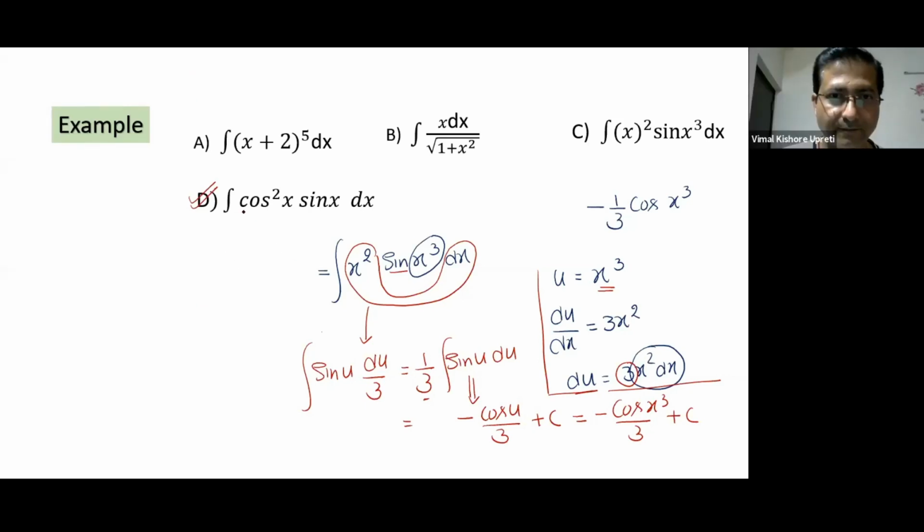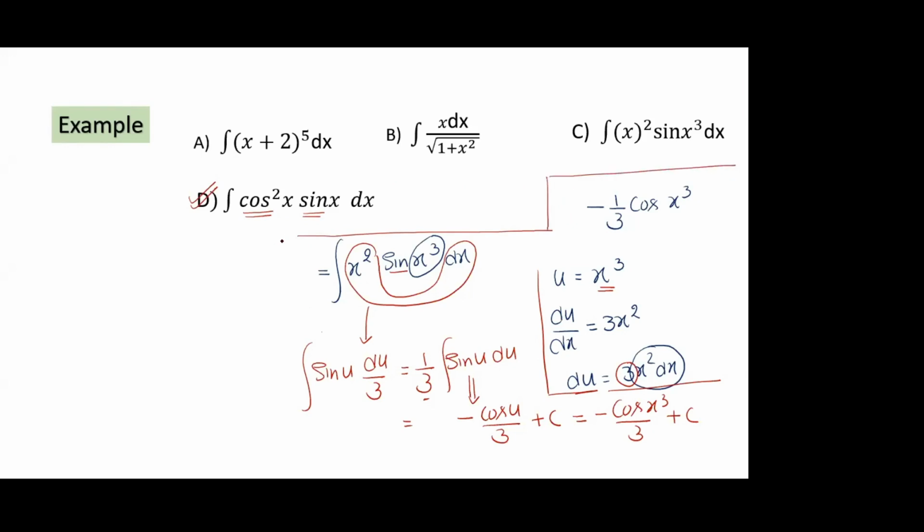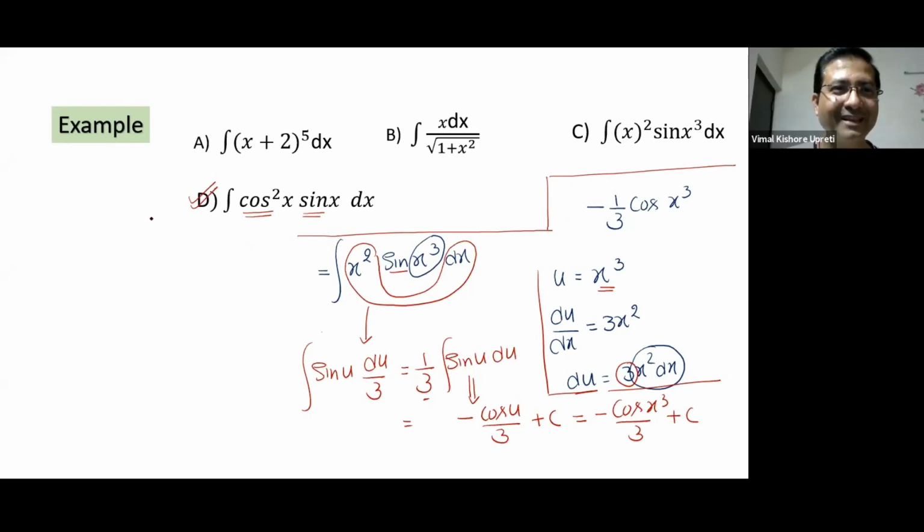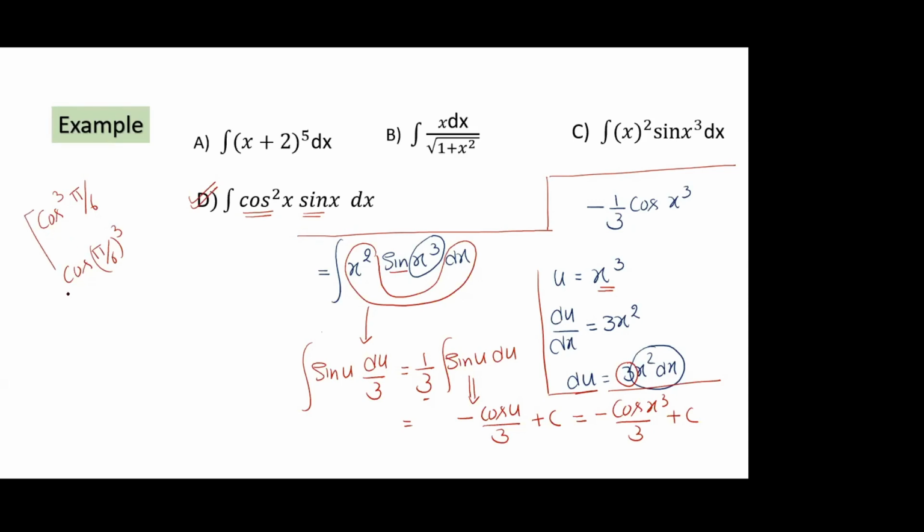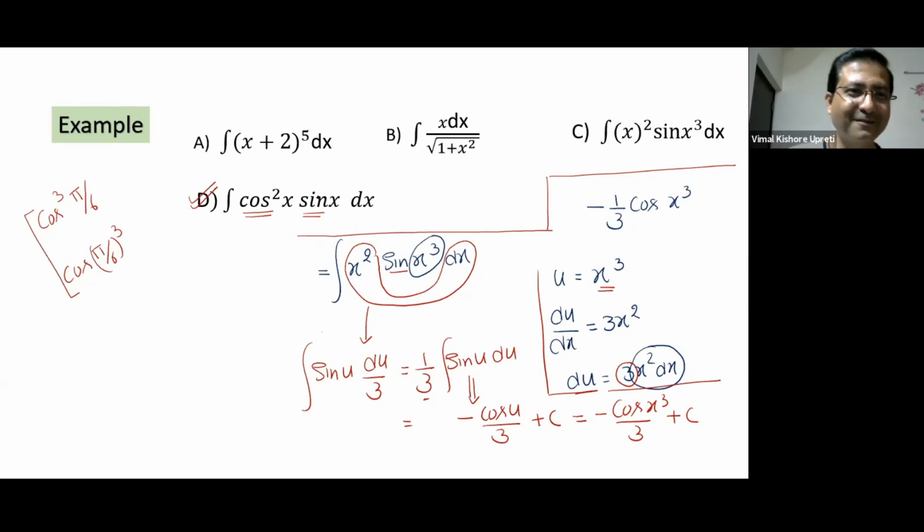This we can directly tell. Sir, I'm getting the same answer, sir. Like the C1. No, it is not the same. Is there any difference between cos cube 30 degree or cos cube pi by 6, cos pi by 6 cube? Is there any difference? Yes, sir. That is the difference between C option and D option.